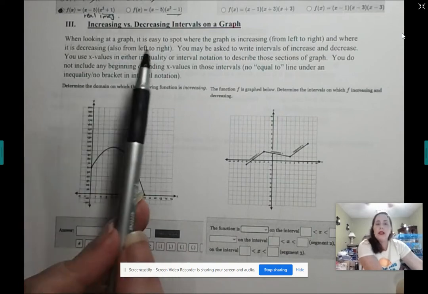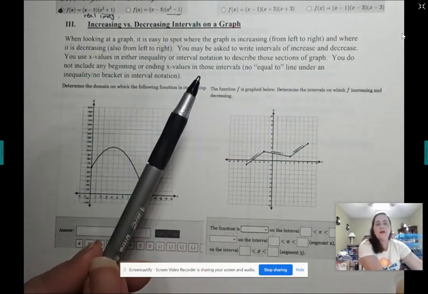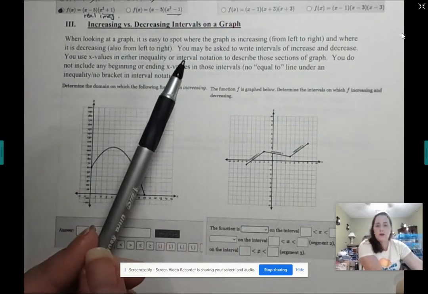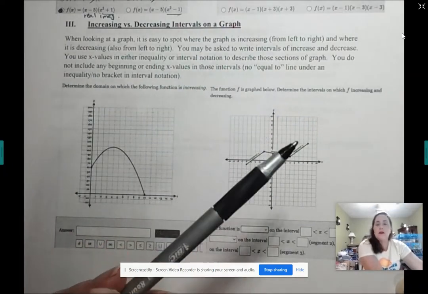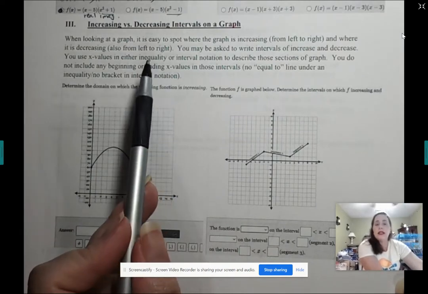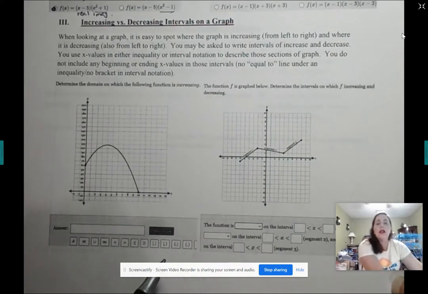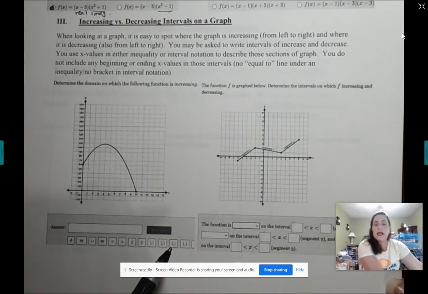So remember, when looking at a graph, it's easy to spot where a graph is increasing, always reading a graph from left to right, and where it's decreasing, also from left to right. You may be asked to write the intervals of increasing and decreasing, and you use x values, and you do either inequality notation or interval notation, and they give you those options down here. You never include any beginning or ending numbers in your intervals. Never include those in your intervals, meaning don't use the equal to line in your inequality notation, don't use a bracket in your interval notation.